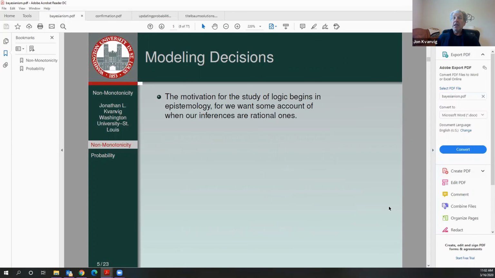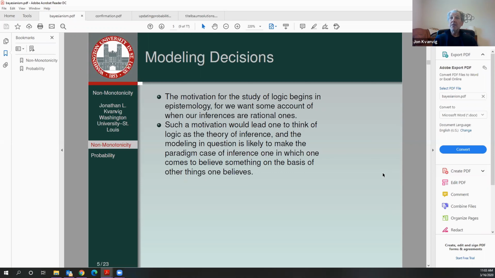Now, why would we be interested in non-monotonic systems rather than just monotonic ones? The answer to this is that the motivation for the study of logic always begins in epistemology. For we want some account of when our inferences are going to be rational ones, when our evidence supports one view rather than another one. And logic is supposed to inform us something about that. Such a motivation would lead you to think of logic as a theory of inference, when you're supposed to infer one thing from another.